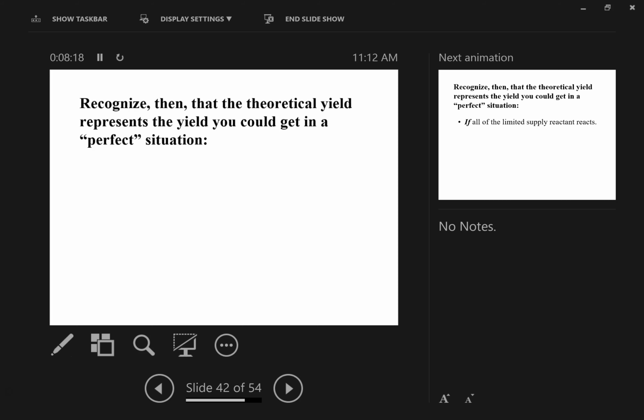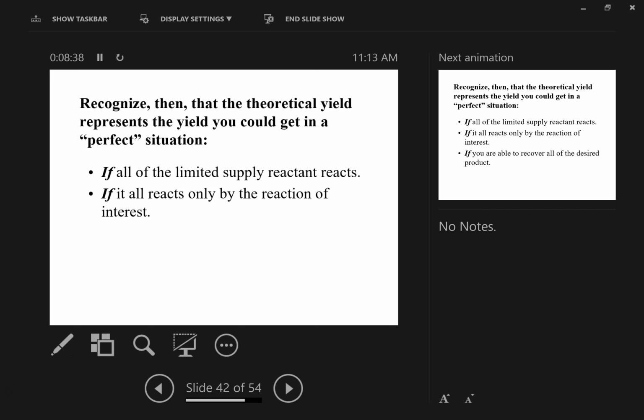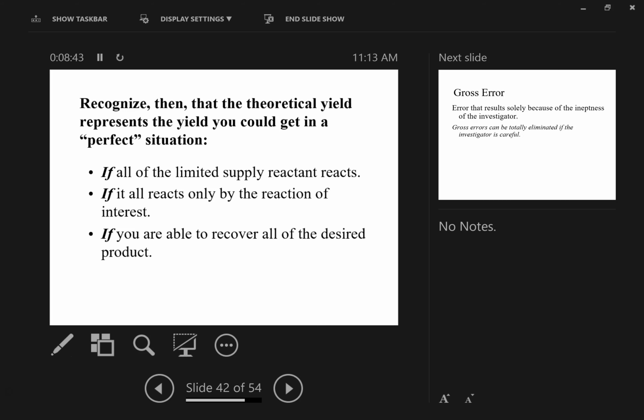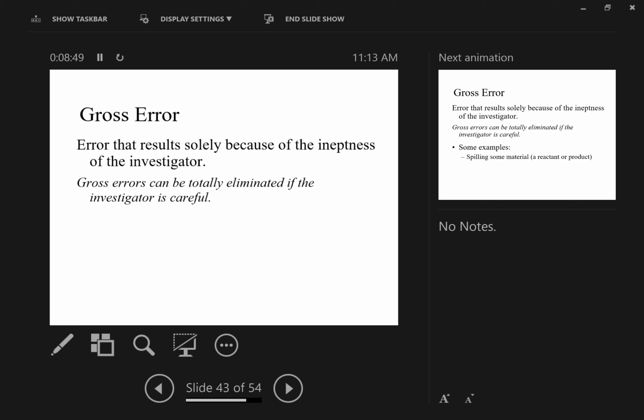Okay, so these theoretical yields are just a stoichiometric calculation, and again, it's what you would get if all the stars aligned. It's what you would get if all of your, and we'll talk more about what a limiting reactant is, but all of your special reactant reacted, and if there were no other side reactions, and if you were able to grab all of it. Like I mentioned with the purification steps, we lose a lot of it.